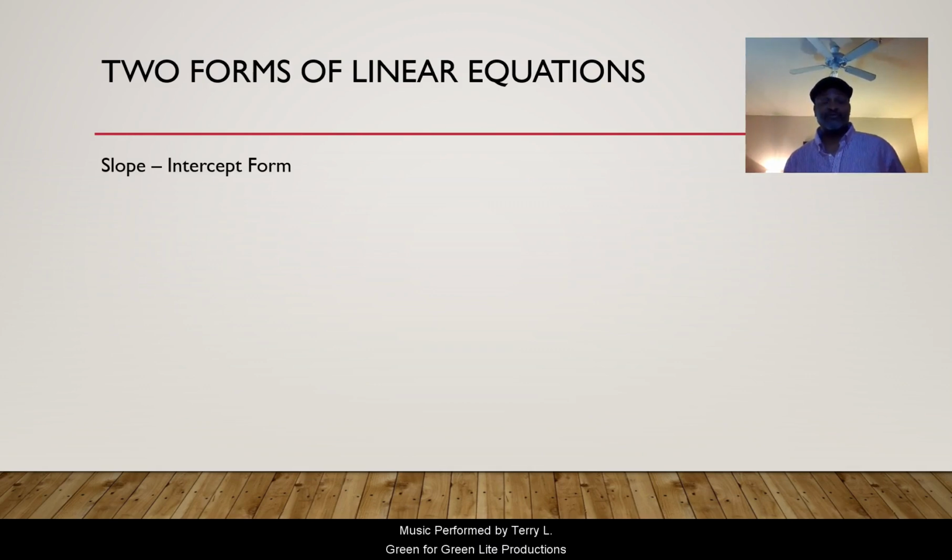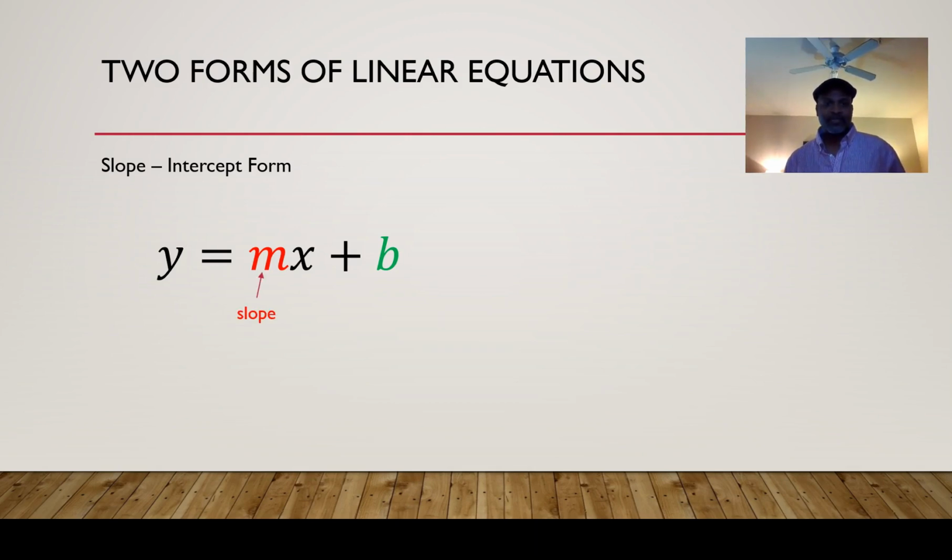One you're very familiar with is the slope intercept form, y equals mx plus b, where m is the slope, notice it's the coefficient of x, and b, which is the starting value, the y-intercept.